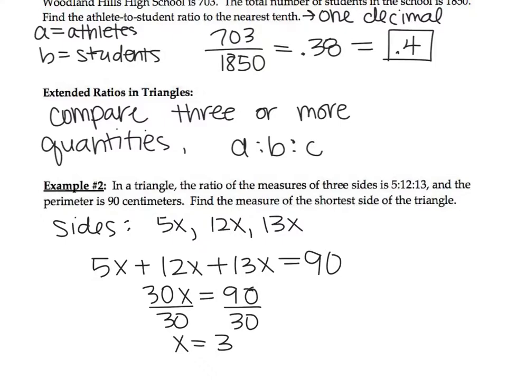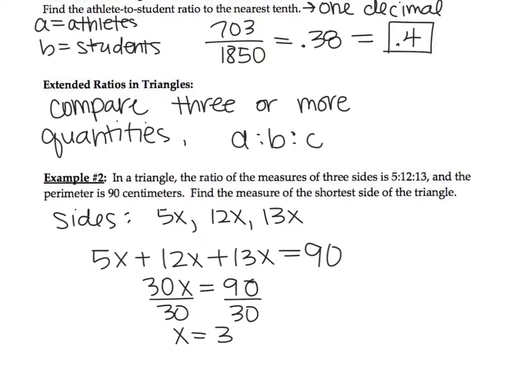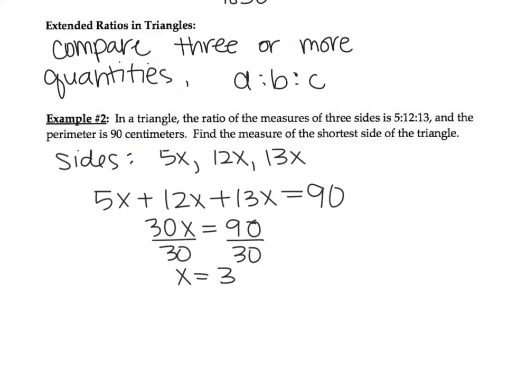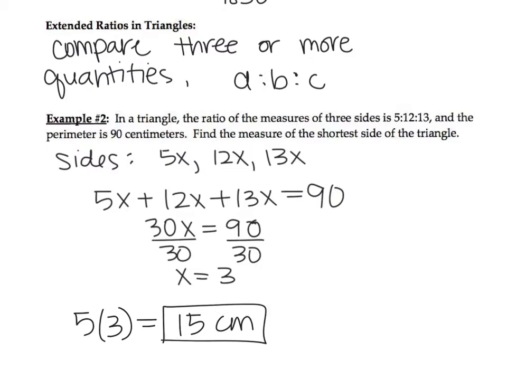So going back to our initial question, find the measure of the shortest side, well, that comes from the smallest ratio, which is 5x. So I'm going to take the 5, multiply it by 3, and we get that the shortest side has a length of 15 centimeters. We can also use this value of 3 to find the lengths of the other two sides as well.